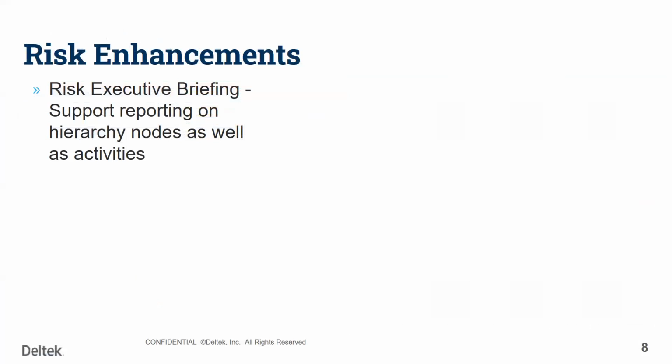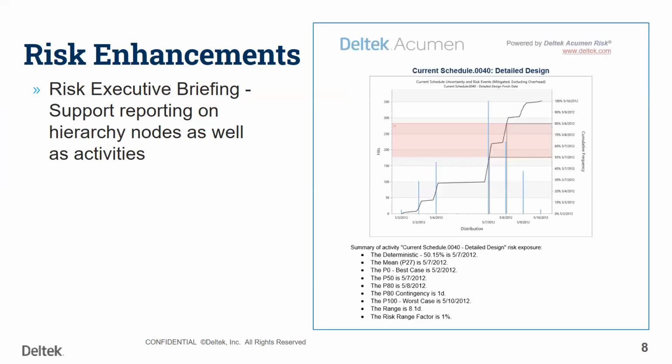And then there are some other enhancements within Risk that we're excited about as well. You can do a Risk Executive Briefing report now on hierarchy nodes. Previously, you could run the executive briefing report on any milestone, any activity, and you could select groupings of activities, but what that would do prior to this was run and show you the results for each individual activity within that grouping.